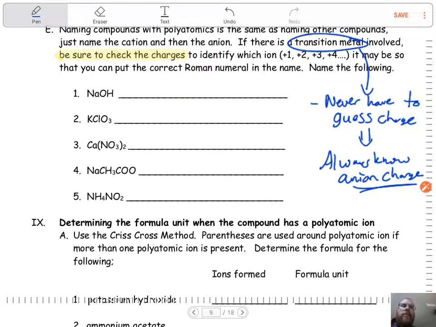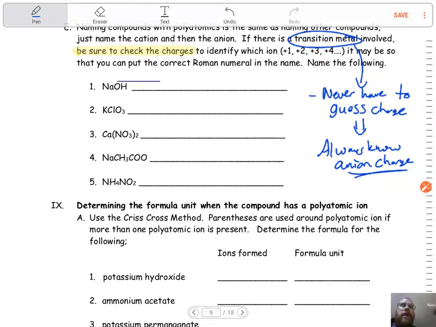Another way I like to separate this is to draw a line where my cation ends and my anion begins. How I know that is I'm looking for capital letters. Here's my first capital letter. Once I get to another capital letter, I know that's a different element. So once I separate it, here's my cation, here's my anion. I'm going to put parentheses around those two because they're more than one element, so I know I have a polyatomic ion.